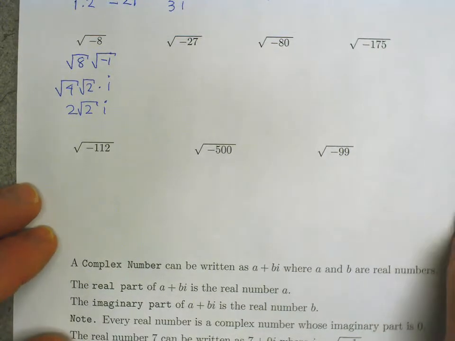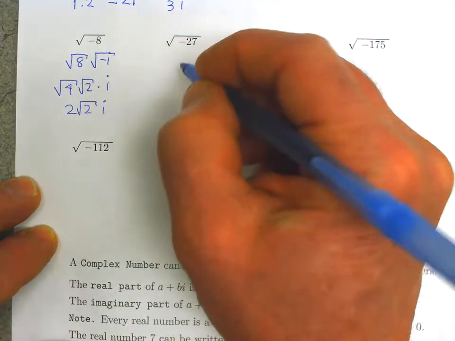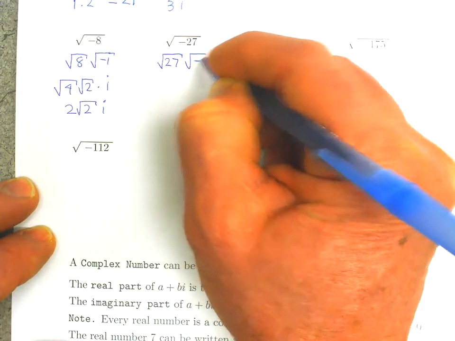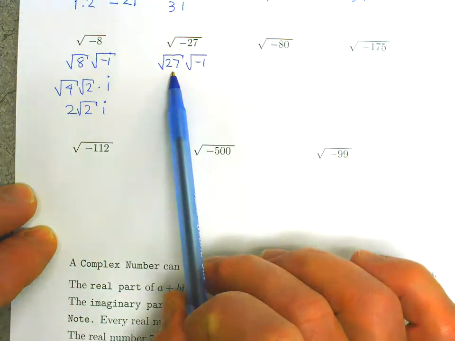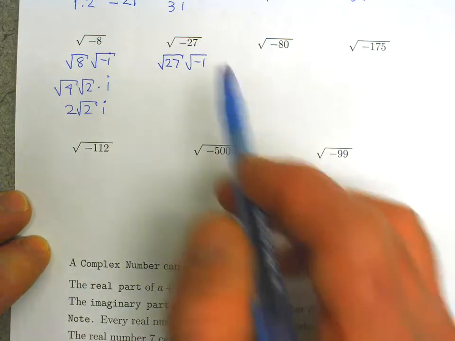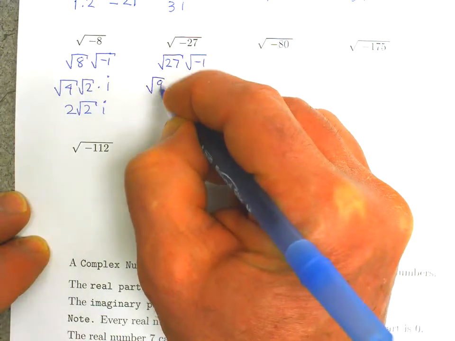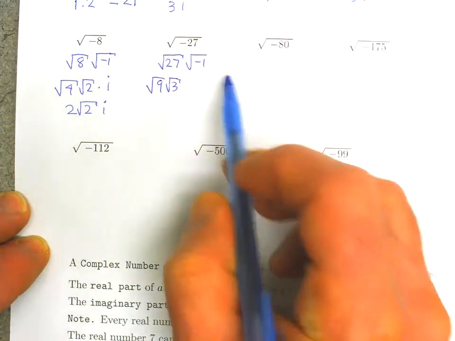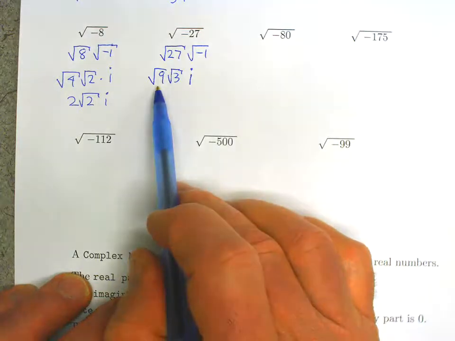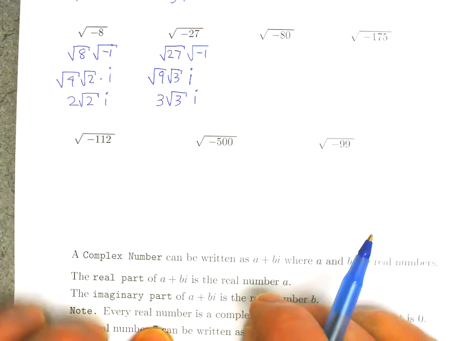Okay, let's do a couple more of these. The square root of negative 27. Well, think of this as the square root of 27 times the square root of negative 1. 27 is not a perfect square, but the largest factor of 27 that is a perfect square is 9. So in the next step, we'll replace the square root of 27 with the square root of 9 times the square root of 3, and replace the square root of negative 1 with i. And the square root of 9 is 3, so we get 3 times the square root of 3 times i. That's the simplified result.